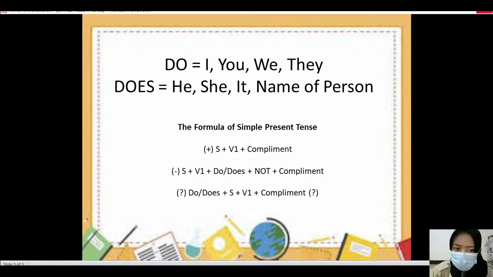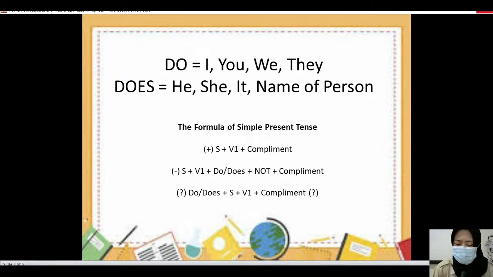It has a formula: positive, negative, and interrogative. You can see in the third page, do or does. Do is for I, you, we, they, and meanwhile does is for he, she, it, or the name of a person like Adika, Hasan, Linda. It is the name of a person.